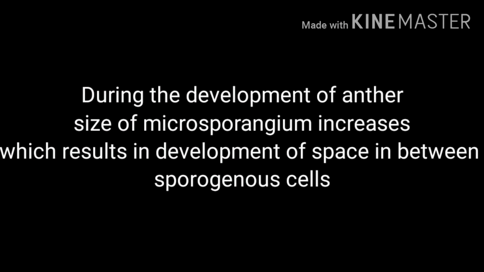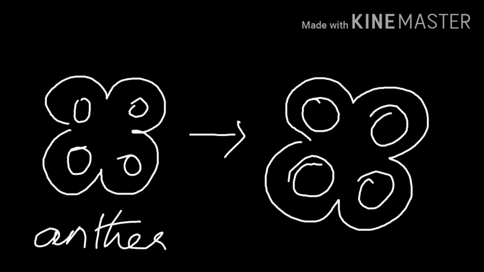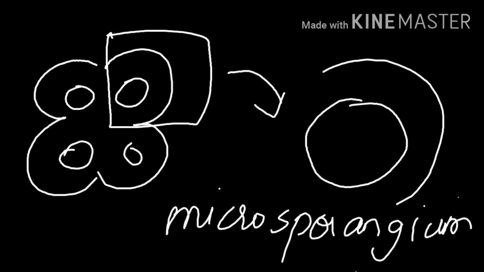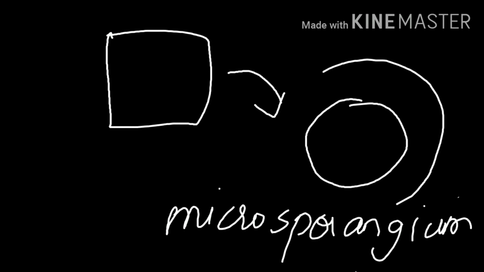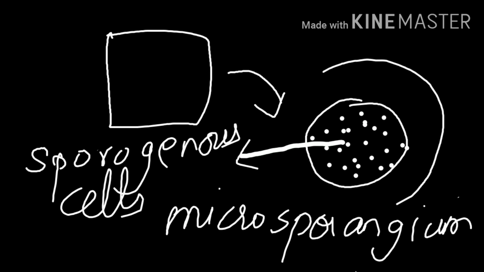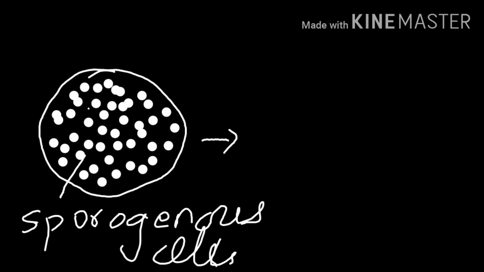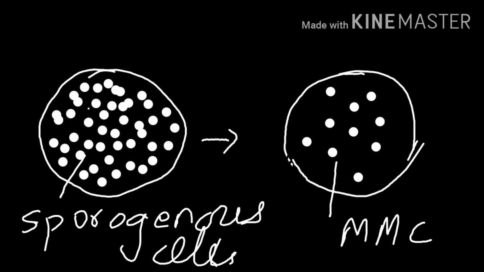When the anther develops, the size of the microsporangium increases, which results in the development of space in between the sporogenous cells. On the screen, you can see the anther is developing. It is becoming bigger, and if you see one section of the anther, that is one microsporangium, you will see several sporogenous cells, and some of the sporogenous cells get degenerated and the rest remain, which give rise to the formation of microspore.